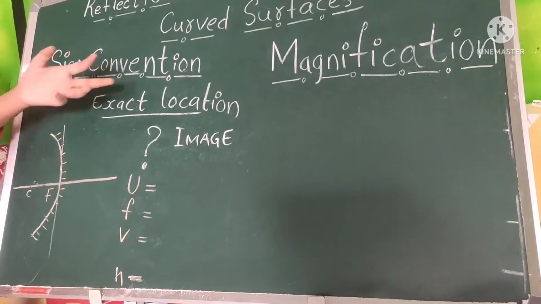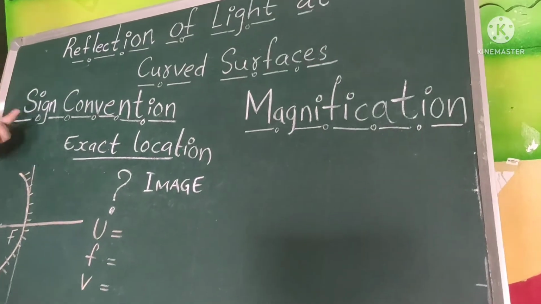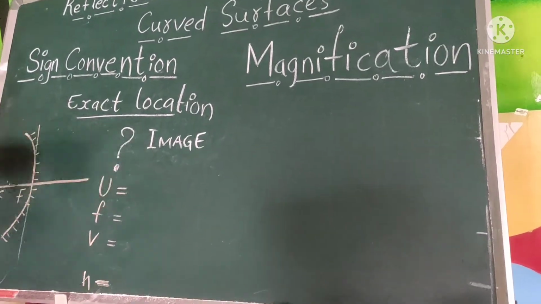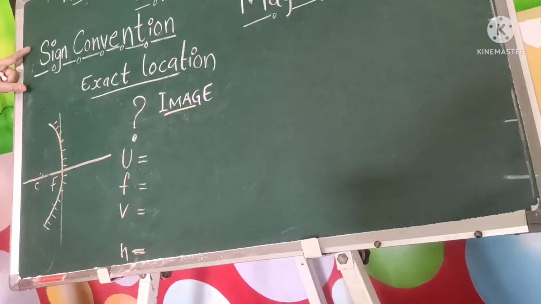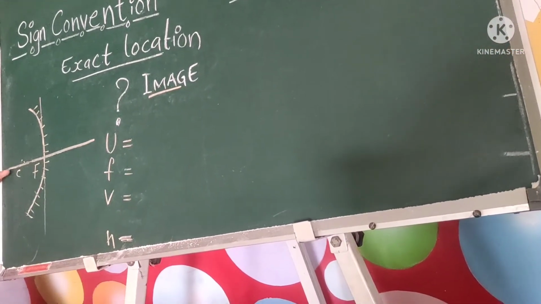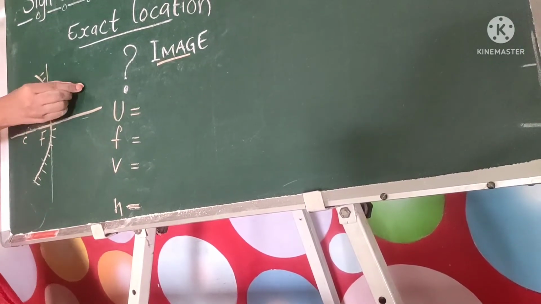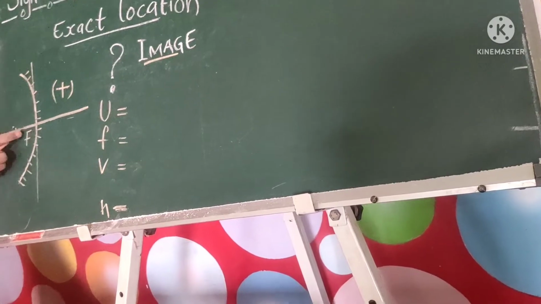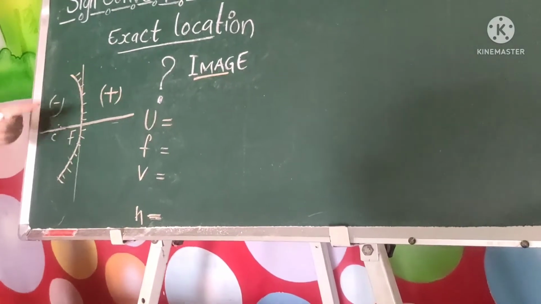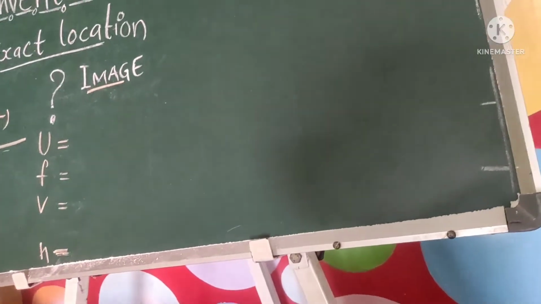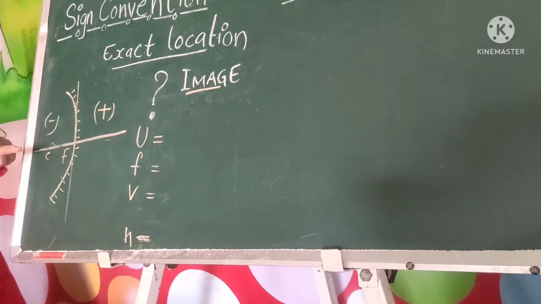Now the last topic is sign conventions and magnification. Let us learn this. This is a very interesting one. What is the exact location of the image? Image is formed, yes, but where is it formed? What is the exact location? To find that, we use the sign convention. This is the Cartesian plane, as we know. Here we have plus sign, this side minus. In mathematics we use this graph, right? So this is the Cartesian plane.